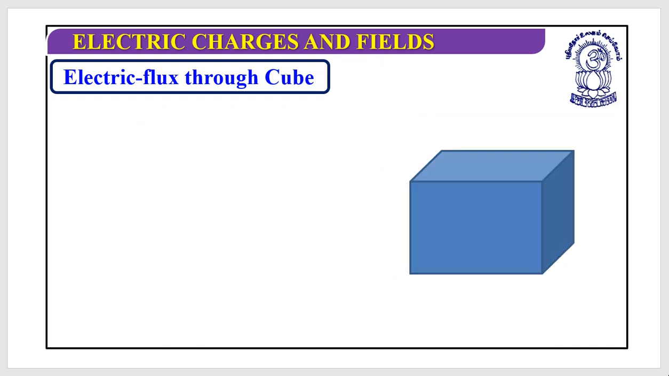You need to find the electric flux through a cube. So first let us assume a cube in front of you, and the direction of the electric field is given like this.